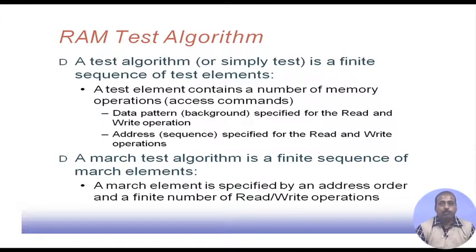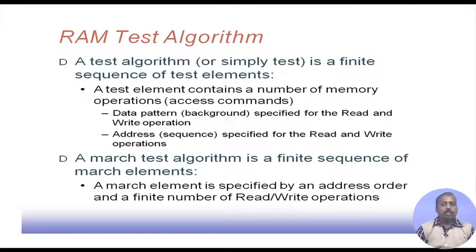So, first we have to set the memory to some background and then we try to do a different type of write. Then also we need to tell the address sequence in which the read write operations will be done. So, first we write at a location, then at the next location, and so on. Is it in increasing order, starting from the lowest possible address to the highest possible address, or is it in decreasing order?